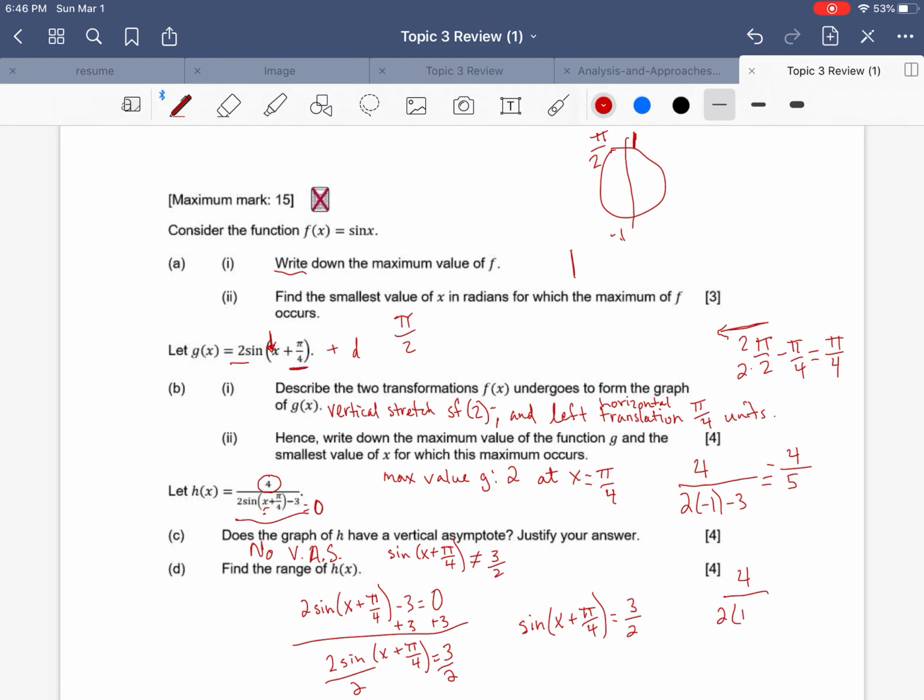So 4 over 2 times 1 minus 3. 2 minus 3 is -1. So that's 4 over -1, which is -4. Which is actually lower than -4/5. So this range is from -4 to -4/5. And that's it.